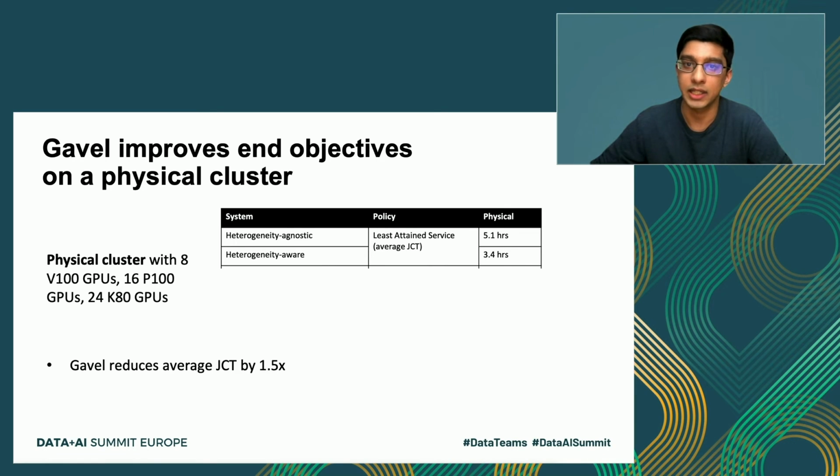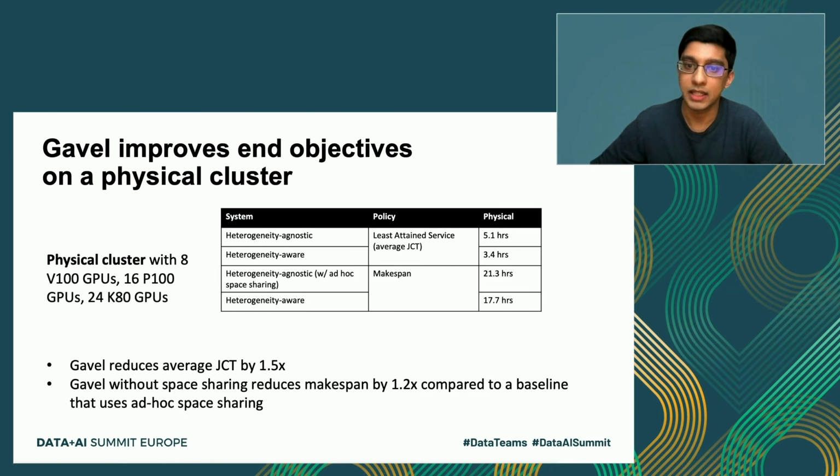And what we're doing is looking at a trace where jobs are arriving according to a Poisson arrival rate. And we want to capture the job completion times of 25 jobs after the system has reached steady state. And so what we find is that the heterogeneity aware version of this is able to improve the average job completion time by 1.5x.